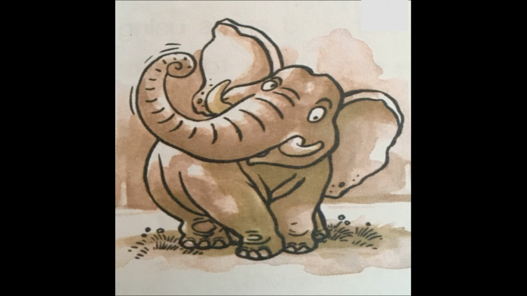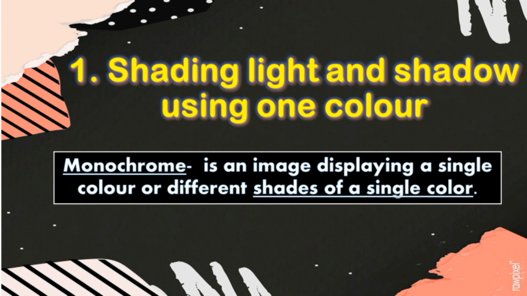Emphasizing the light side and the dark side on your object or artwork will make it look more interesting and realistic. So that's all for today, class. I hope you understand the levels of shading and the importance of shading in your artwork, and shading light and shadow using one color, or we call it monochrome. And for the other types of light and shadow shading, we will discuss them next week.